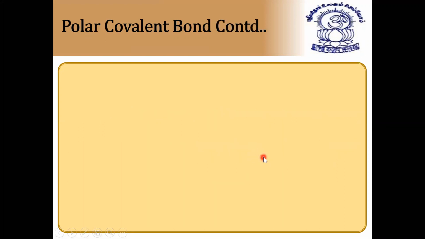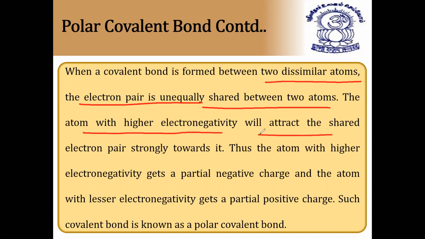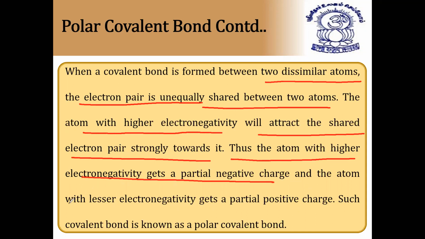But what is a polar covalent bond? When a covalent bond is formed between two dissimilar atoms, identify this clearly, the electron pair is unequally shared between the two atoms. Why? Because the atom with higher electronegativity will attract the shared pair of electrons towards itself. Thus, the atom with higher electronegativity gets a partial negative charge, and the atom with lesser electronegativity gets a partial positive charge.